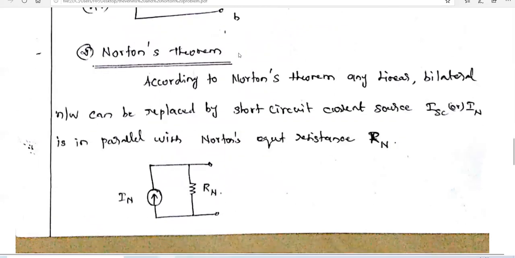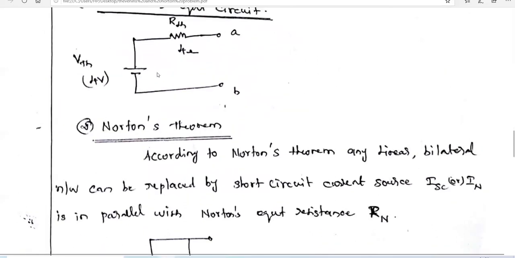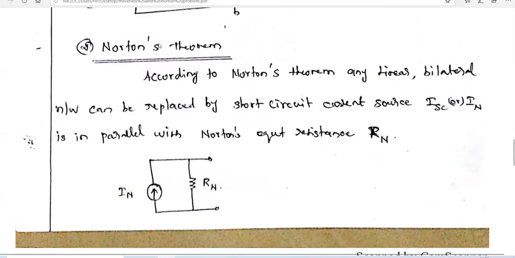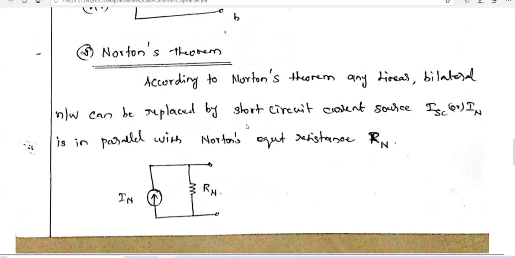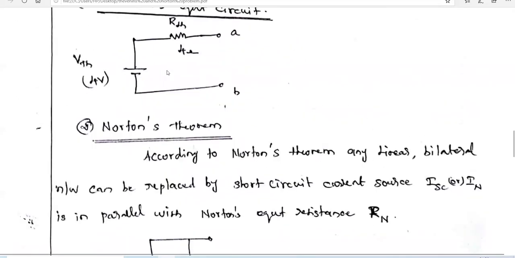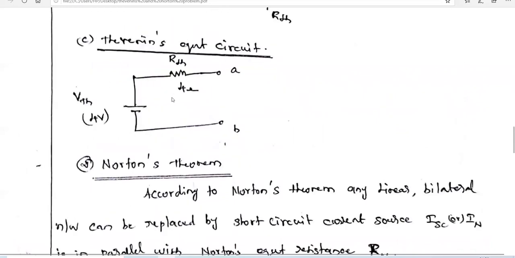And the next one, we are going to solve the problem using Norton's theorem also. So what is Norton's theorem? This Thevenin's model is a voltage source model. The Norton's theorem is a current source model. So if we have a Thevenin's equivalent circuit, we can change it into Norton's equivalent circuit according to the voltage source to current source transformation. Already we discussed the source transformation technique in the previous videos.